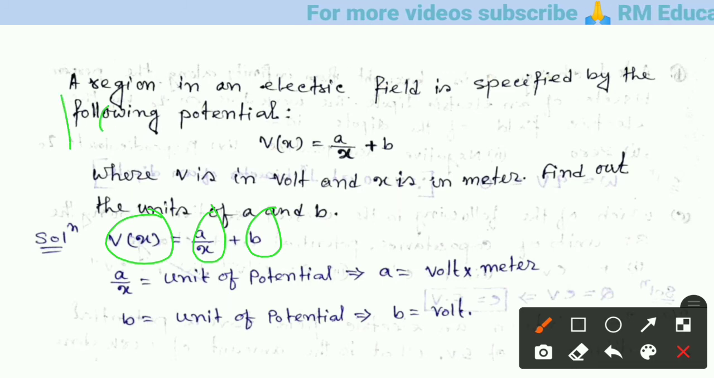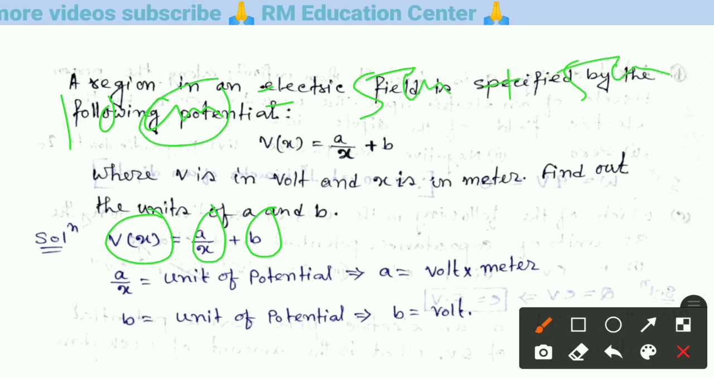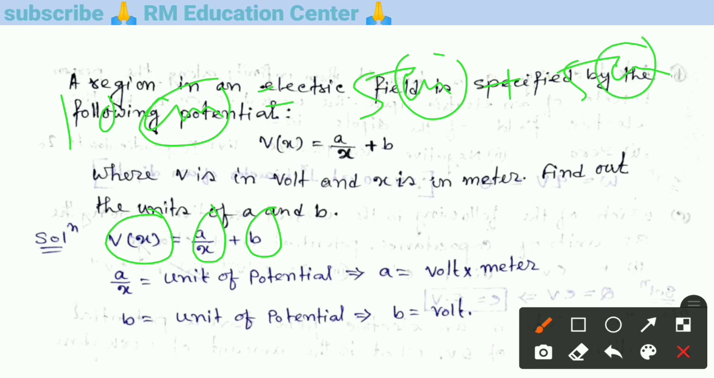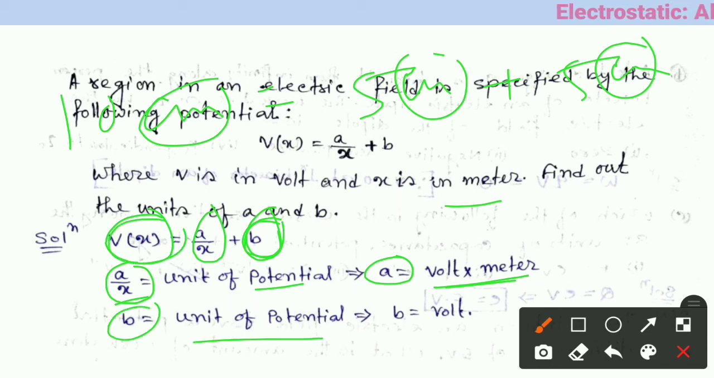That means 10 centimeter is equal to, we can write, 5 centimeter plus 5 centimeter. So centimeter is equal to centimeter plus centimeter. So the unit of A by X is equal to the unit of potential. Now A is equal to potential into X. X is in meter, so the unit is volt meter. Now again, the unit of B is equal to the unit of V. So B is equal to the unit of the potential. The unit of the potential is the volt, so the unit of B is the volt.